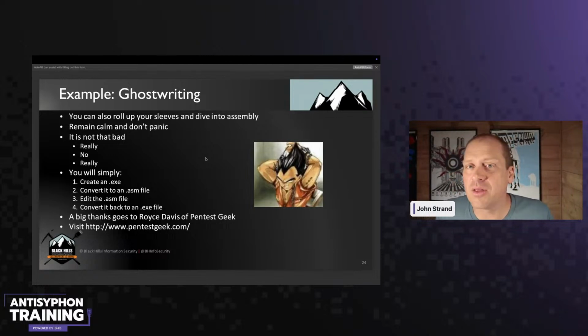You can identify how that code is laid out rationally with a debugger. All right, so what we can do is create an executable that's malware, convert it into an assembly file, edit that raw assembly file directly, and convert it back to an executable. Does that sound hard? Totally not hard. Like barely an inconvenience. Let me show you how.